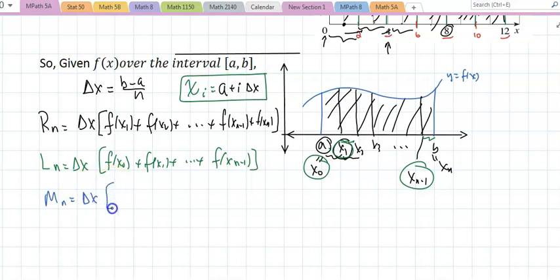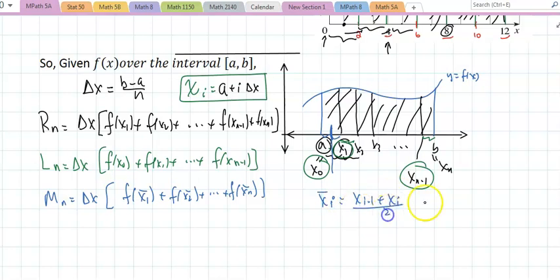The midpoint, excuse me, takes delta x times f of x sub 1 bar plus f of x sub 2 bar plus, and so on, each interval, x sub n bar. On each interval it takes the midpoint, so x sub I bar, take the previous plus the next and divide it by 2. So to find the midpoint, take 0 plus 2 divided by 2, that's the 1. Take 2 plus 4 divided by 2, that's the 3. And that's how you find those. This is kind of summing what we're doing, right?